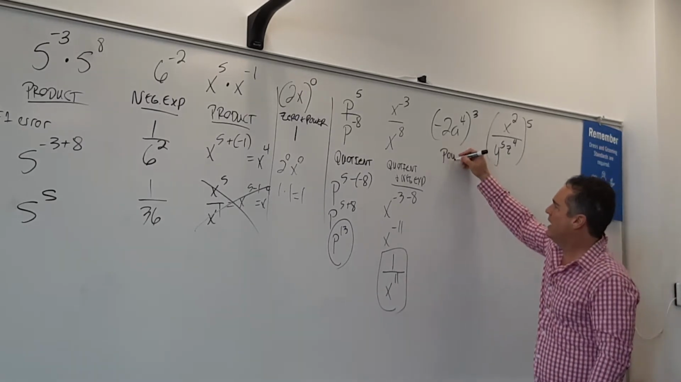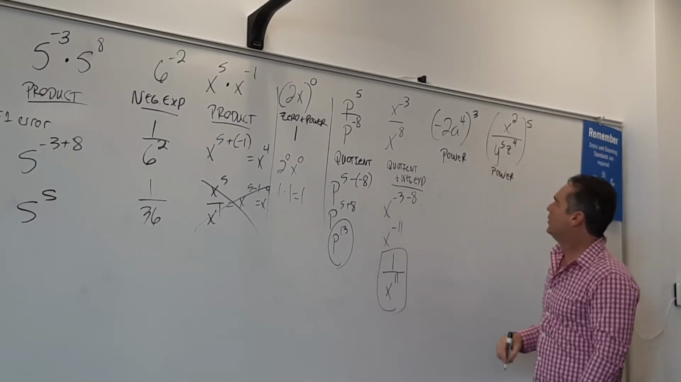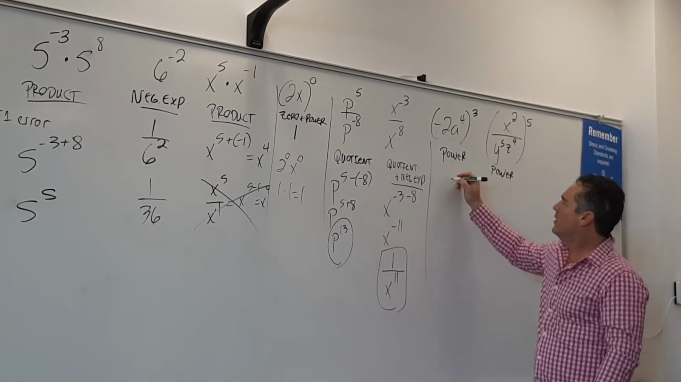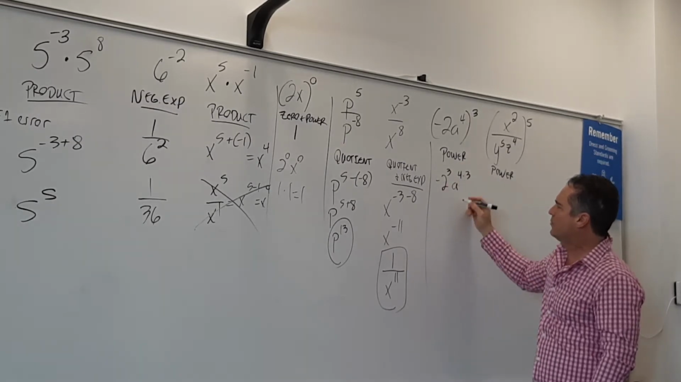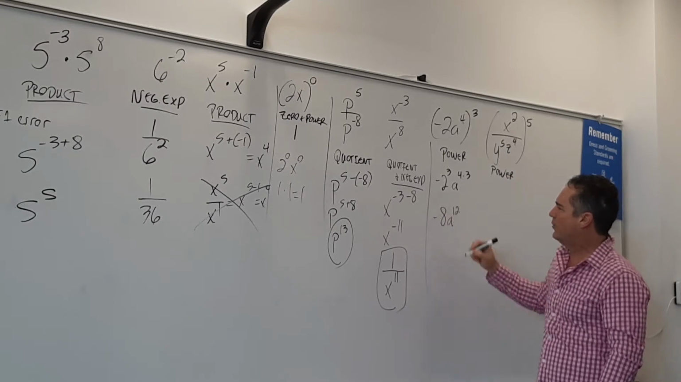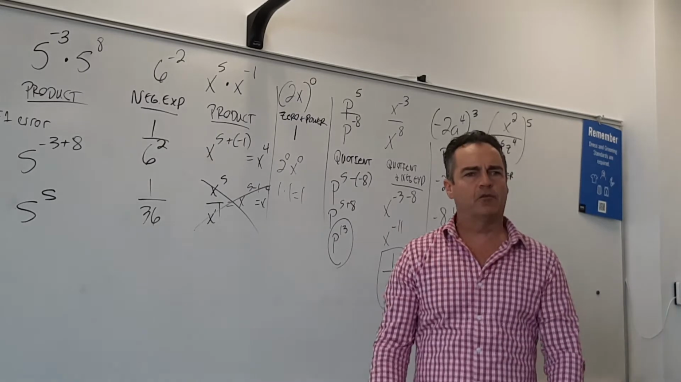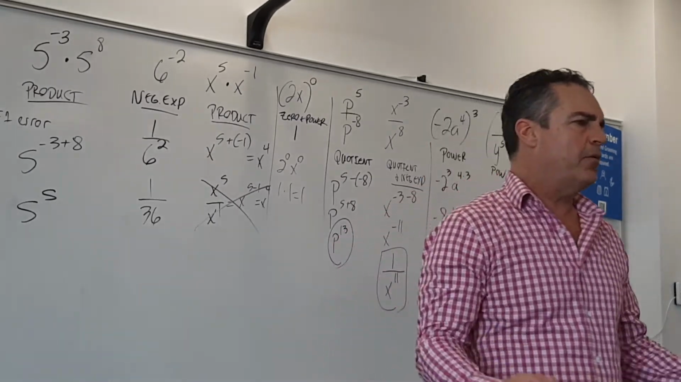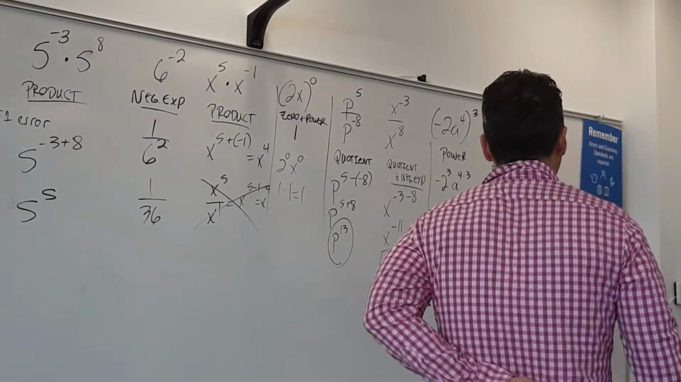Power rule. Everything in the parentheses receives the power. Both of these are power rules. Okay? Look up here. This is going to be negative 2 to the 3rd, a to the 4 times 3. Therefore, we're going to have negative 8, a to the 12th. Okay? Why negative 8? Because we can take negative 2 times negative 2 times negative 2 and do that without a calculator and get negative 8. Cool? Cool. Okay. All right. Next thing.